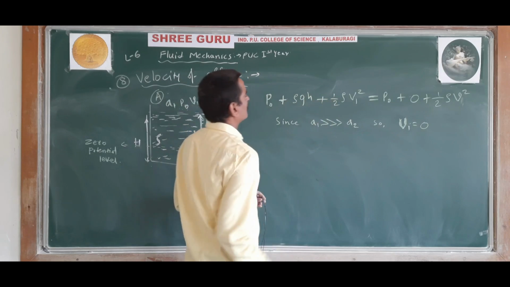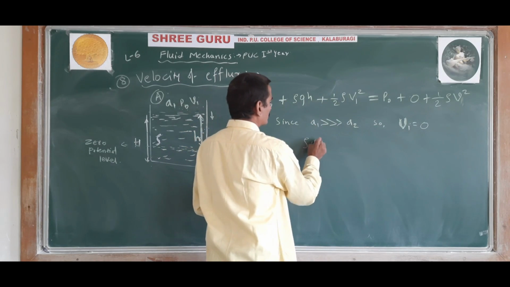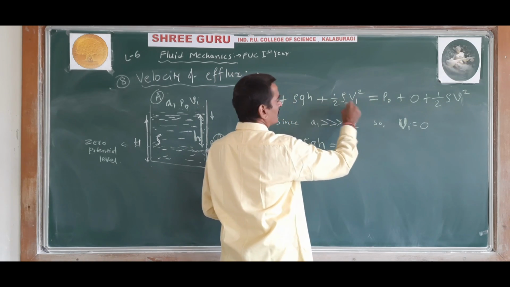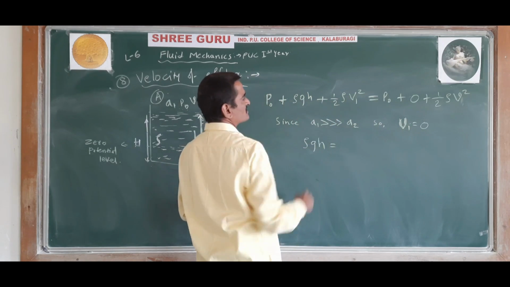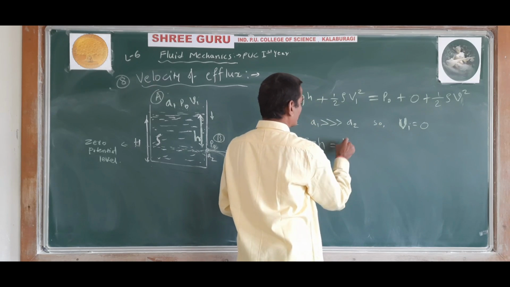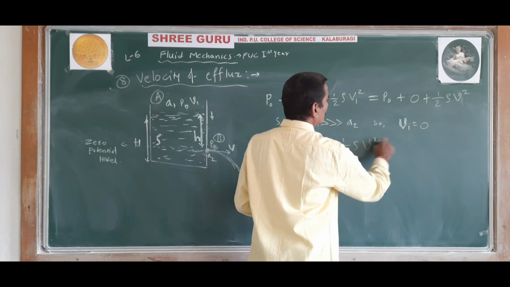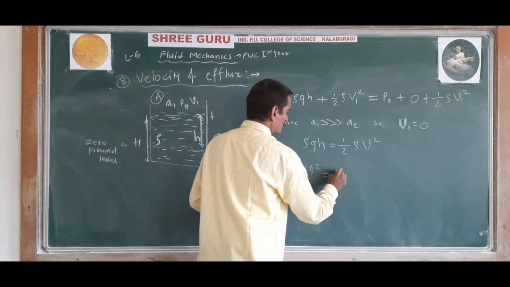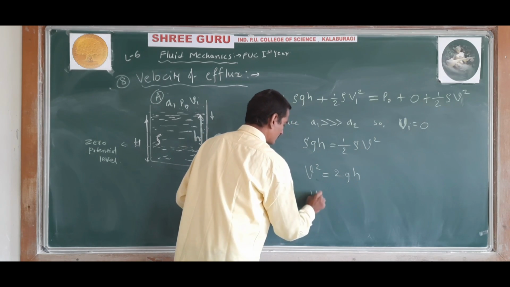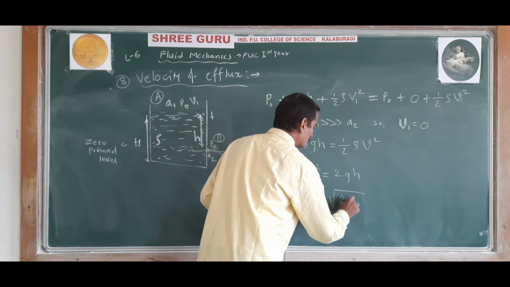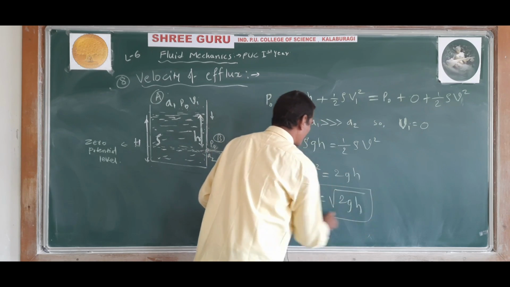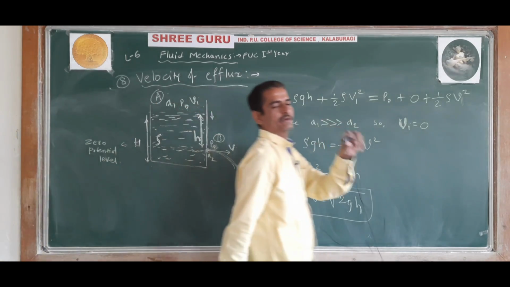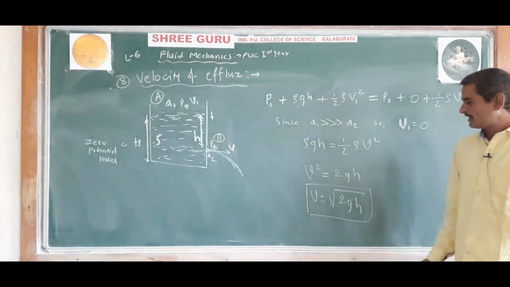So now what is remaining? P0 cancels, and this one also becomes 0. So rho gh is equal to what is remaining, 1 by 2 rho v square. Rho cancels, so we get v square is equal to 2gh, or v is equal to under root 2gh. So this is the expression for the velocity of the liquid flowing out of the orifice.